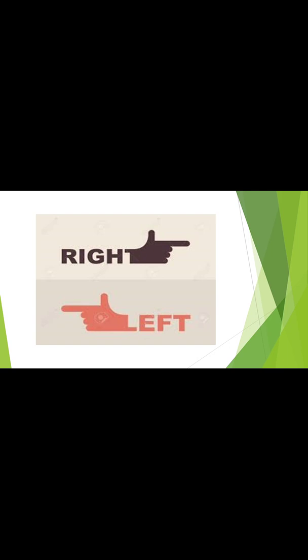So, left and right are direction words. We need direction to find our way. And there are some more direction words also. Besides left and right, there are 4 other words. Let's see the words.